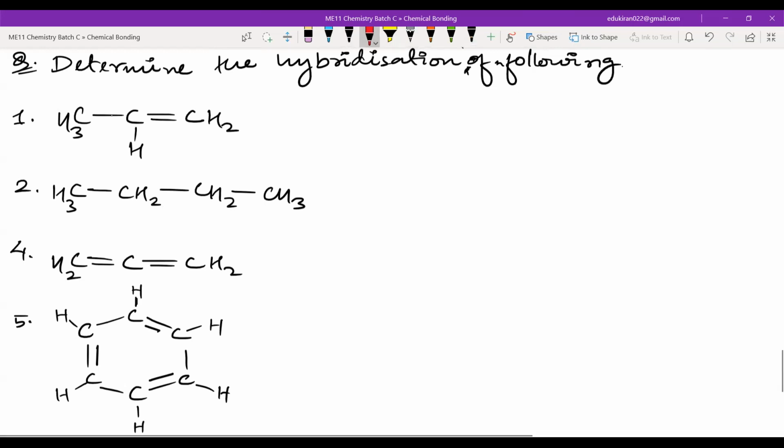Please check this out. sp3, sp2, sp2, sp3, sp3, sp3, sp3. This will be sp2. This will be sp. This will be sp2. Now all of these carbons will be sp2.